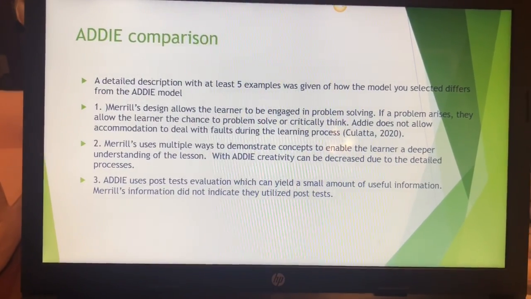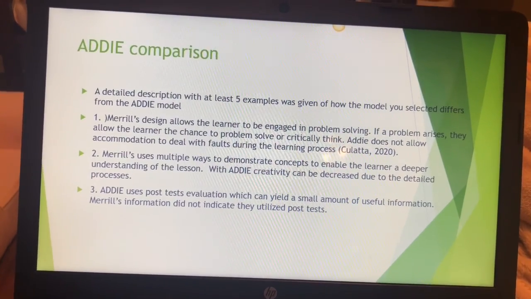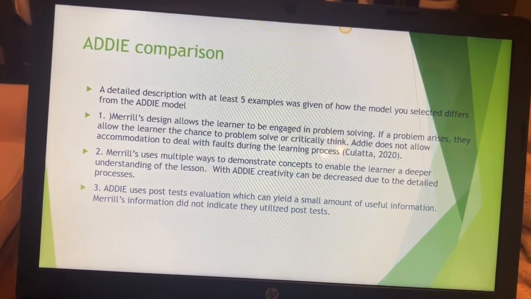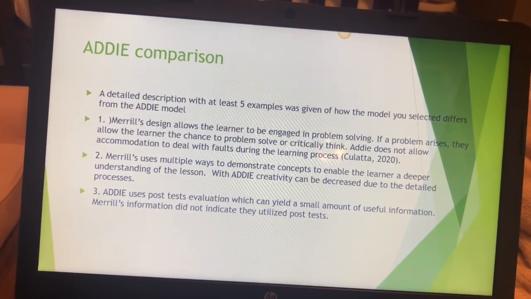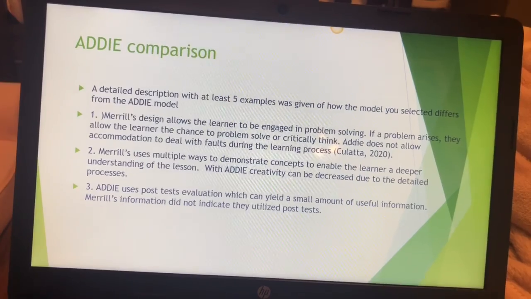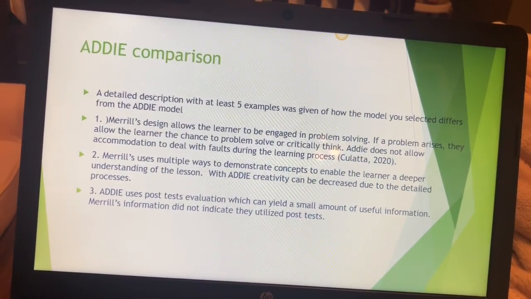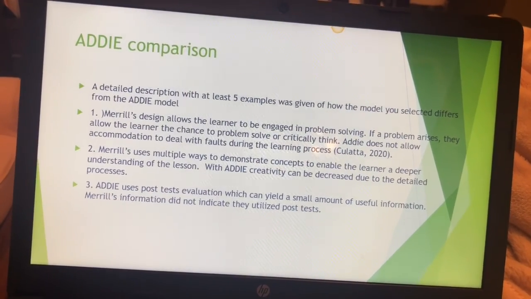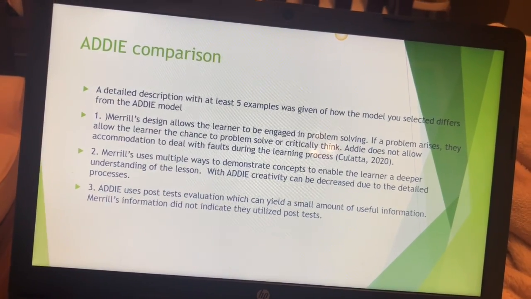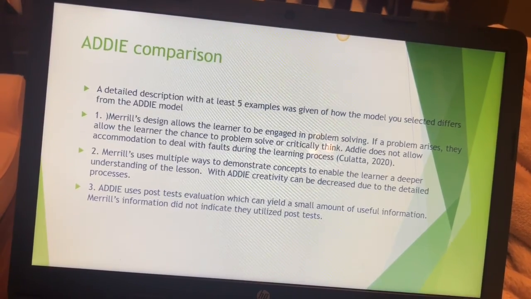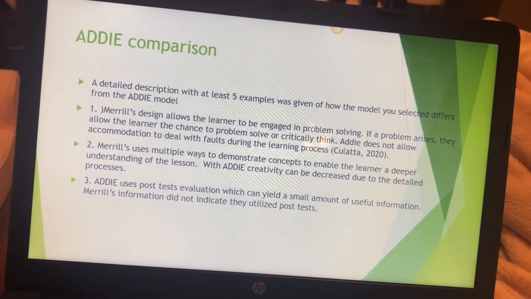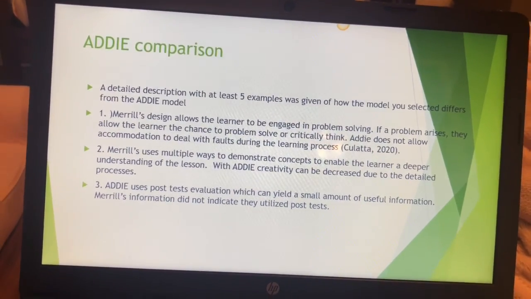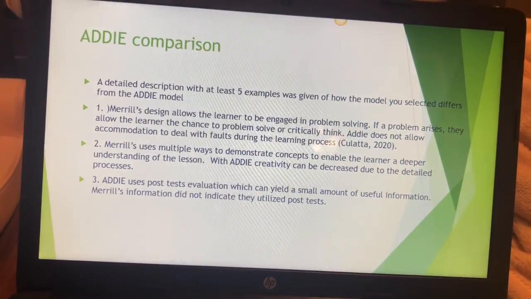When we compare this to ADDIE, these were some things that I felt ADDIE didn't do. The first one was that ADDIE does not allow accommodation to deal with faults during the learning process, where Merrill's did. It kept you engaged in the problem solving so that you were able to critically think or solve problems. The second one was that with ADDIE, creativity can be decreased due to the detailed processes. With Merrill's, there were different ways you could teach the concept to give them a better understanding of the task.